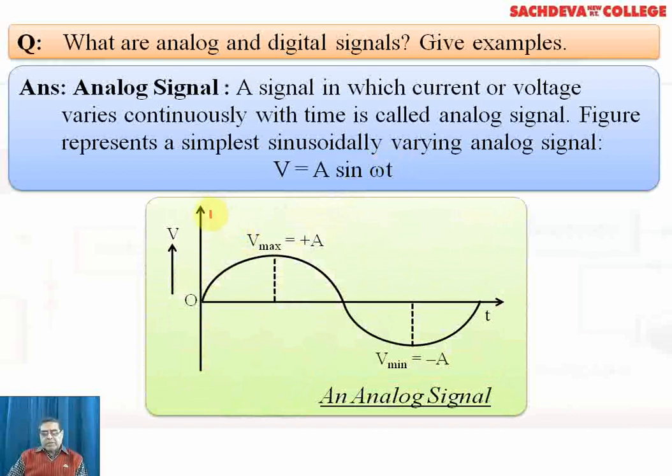From O the signal starts, voltage varies in the positive Y direction, and the signal is moving along the X axis. So we find here that the signal is in the form of a sine curve. The upper portion is called the crest and the lower portion is called the trough. The upper portion is a positive amplitude and the lower portion is a negative amplitude. That is the analog signal, always in the form of a sine curve, or we say a sinusoidal varying analog signal.